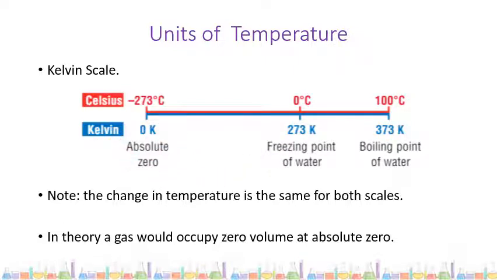The theory behind absolute zero is that this is where the temperature would be so low that the gas molecules would be moving so little, or hardly at all, that they would effectively occupy zero volume.